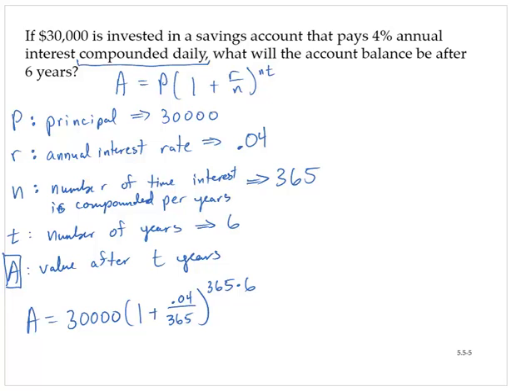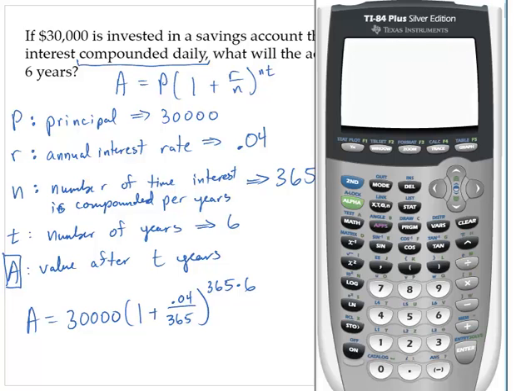All right, definitely want to use a calculator here. And here's how you would type it in all in one line. 30,000, open quantity, 1 plus 0.04 divided by 365, close the quantity, bring up an exponent, open a second quantity with the 365 times 6. And don't forget to close that quantity. Enter that, and we have 38,136.97.